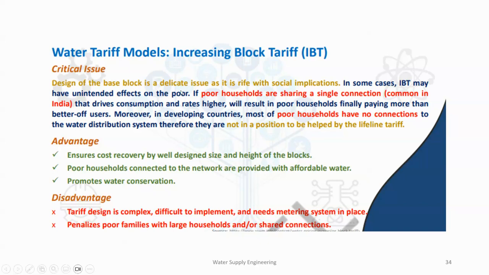So the advantage is that it ensures cost recovery. Poor households are provided with affordable water. It promotes water conservation. But the problem is, if it is a shared connection, it may cause issues to financially weaker people. Also, the design and metering become complex.